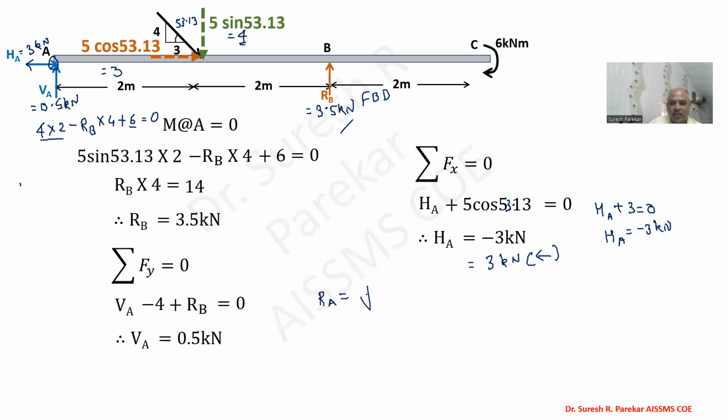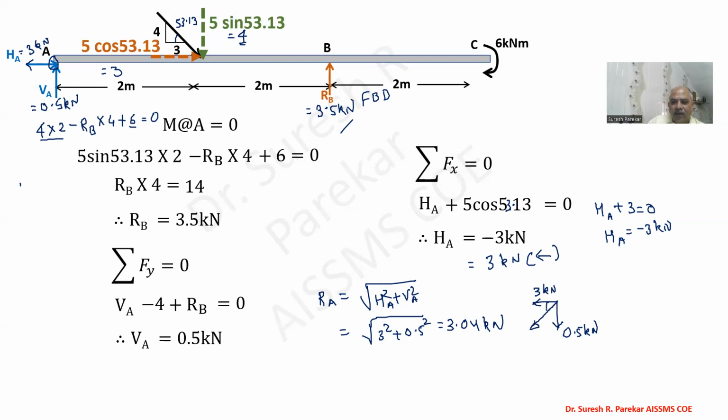Now we can find the reaction at A. I have to find Ra, which is equal to root of Ha square plus Va square. And from this we will get root of 3 square plus 0.5 square, and the value is 3.04 kilonewton. Now we have to show the direction. So we have it in this way. So this is 0.5 kilonewton. This will be 3 kilonewton. And then we are going to get this value of Ra.